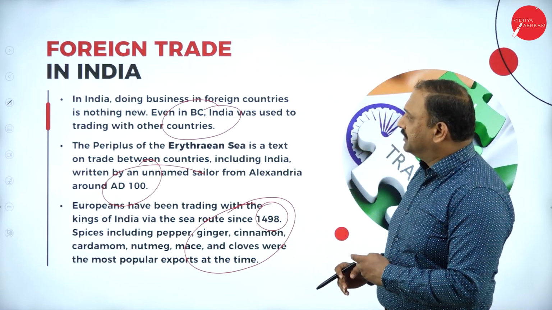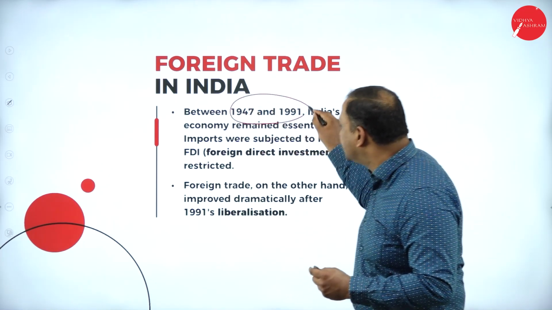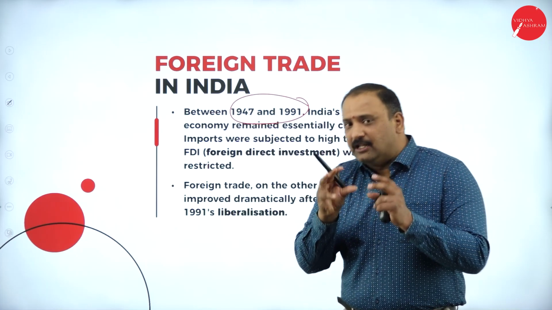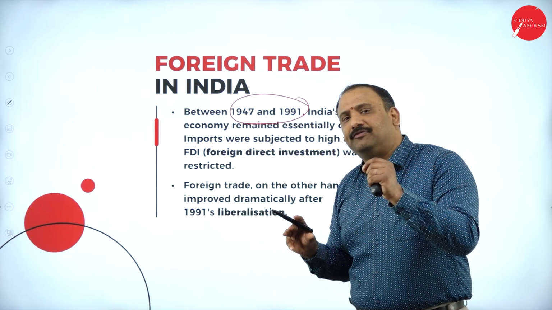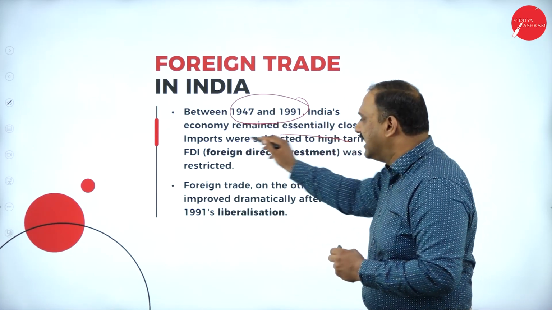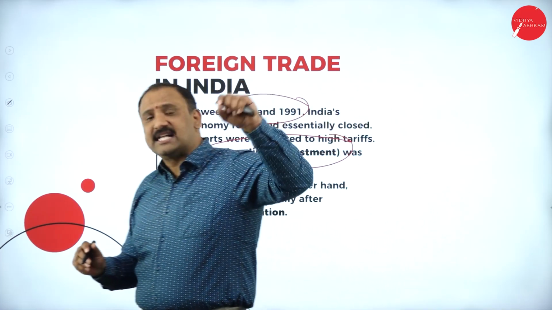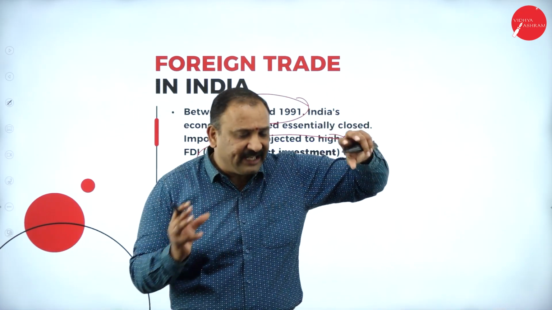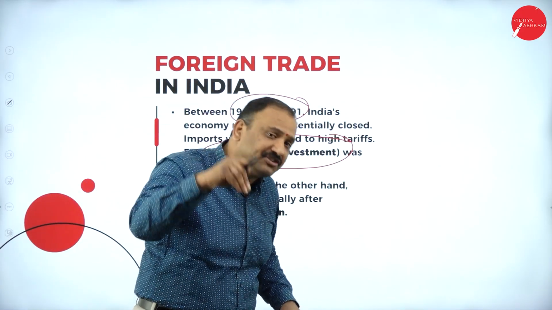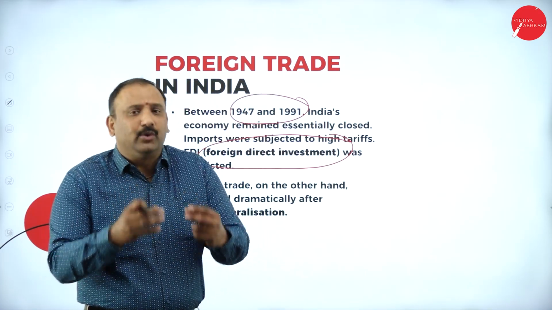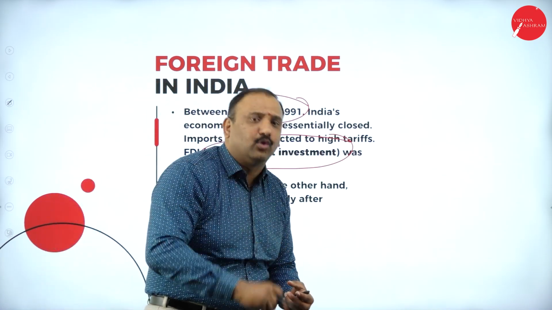Now, moving further, between 1947 and 1991, this is the most interesting part. Why? Because for those 50 long years, what has been India's exposure in terms of foreign trade? How has India been exposed to FDI, that is foreign direct investment? Unfortunately, in those 50 years, from 1947 to 1991, foreign trade was restricted. Why? Because we struggled to get our freedom and we started concentrating only on the internal growth aspects.